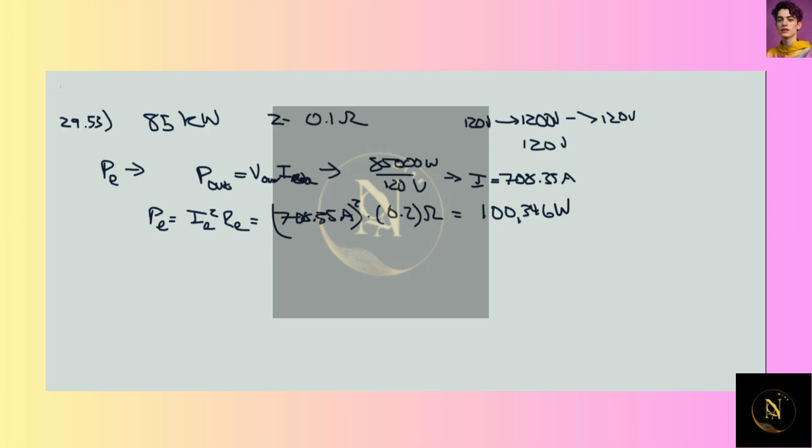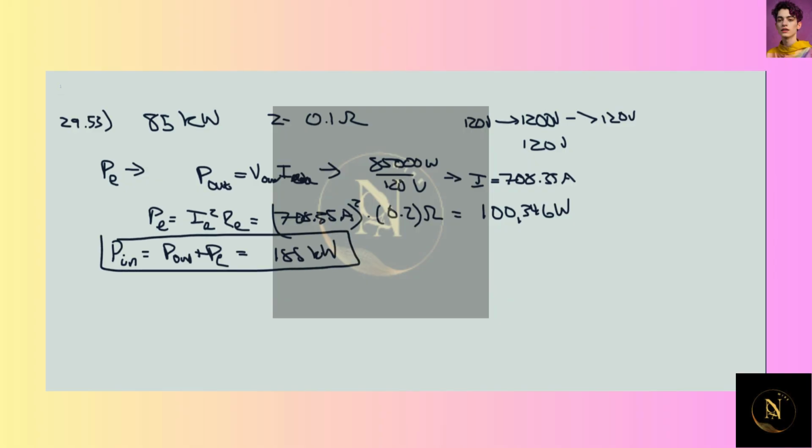That's the power lost. So the power in needs to equal the power out plus the power lost. So that means this has to be at least 185 kilowatts of power in the first place. Okay. So that is if we did it just at 120 volts.